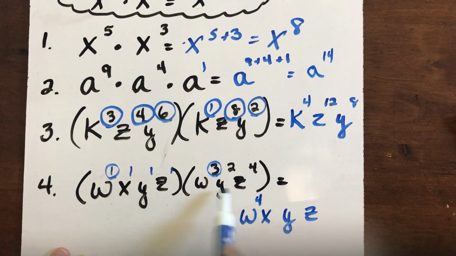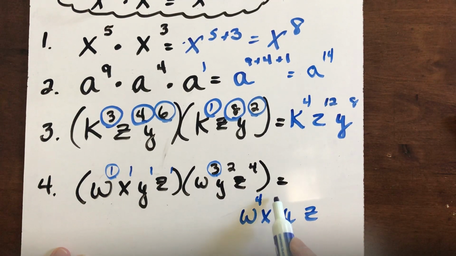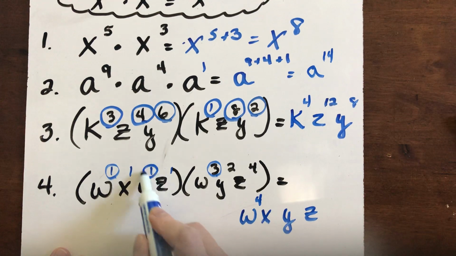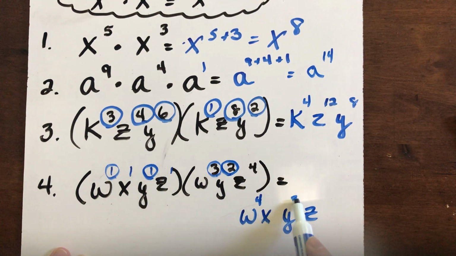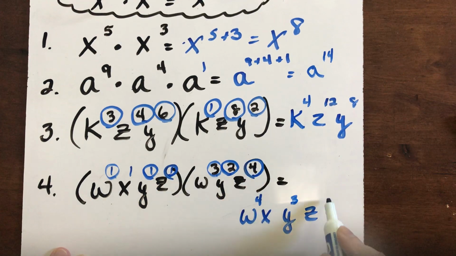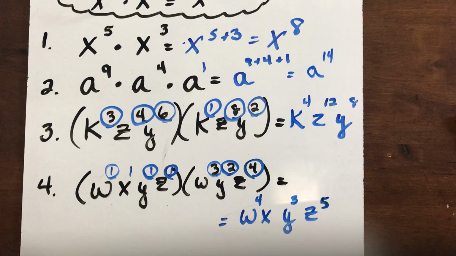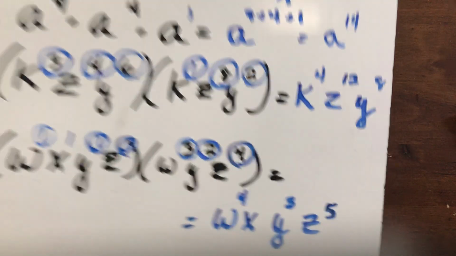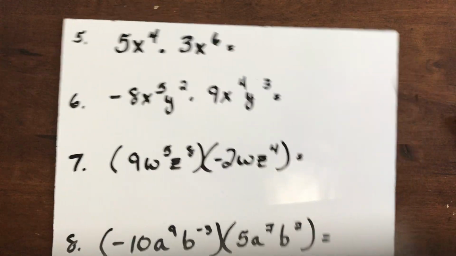For x's, that's the only x I have, so I'm not going to put the 1 there. I'm just going to leave it because we know that if it doesn't have an exponent, it is 1. We have common y, so 1 plus 2 is 3. For z, 1 plus 4 is 5. Okay, so you would have w to the 4th, x to the 3rd, y to the 3rd, z to the 5th.